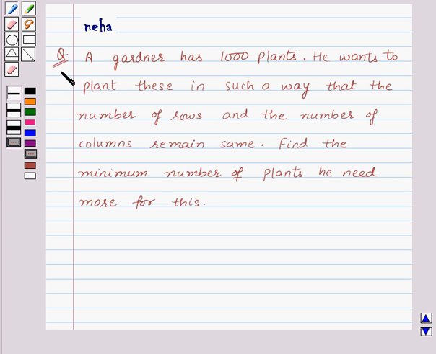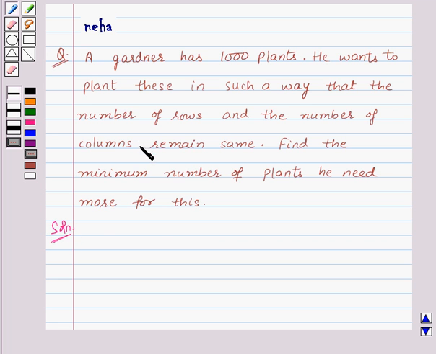Today we will discuss the following question. The question says, a gardener has 1,000 plants. He wants to plant these in such a way that the number of rows and the number of columns remain the same. Find the minimum number of plants he needs more for this. Let us proceed for its solution.